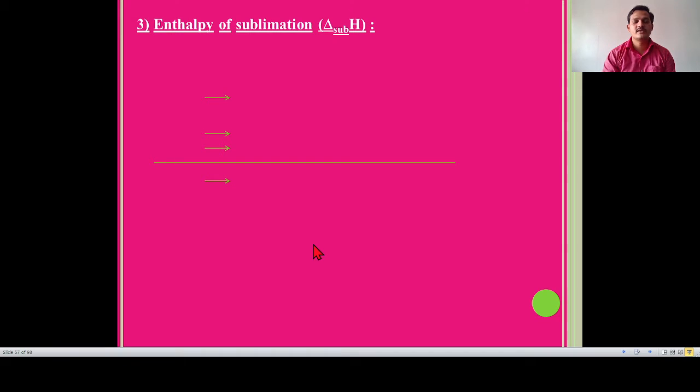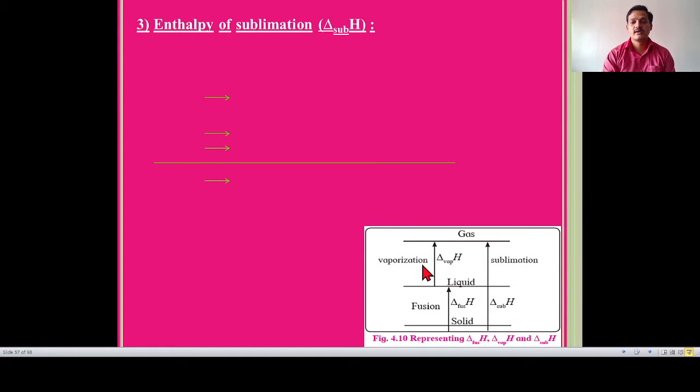Now concept number 3 is enthalpy of sublimation. Let us see the camphor, kapur. If you heat the camphor, you observe that it is directly converted into its vapor phase or gaseous phase. The term indicates sublimation. Let us see the diagram. Enthalpy of sublimation means solid is converted into gas. The process is called sublimation, and the best example is camphor.